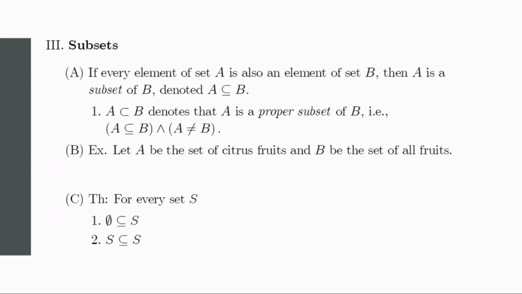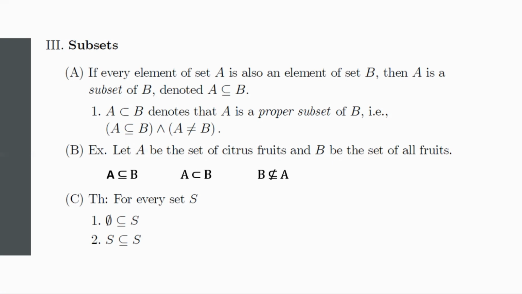That's not what people mean most of the time when they say subset, right? Just in conversation. What they typically try to mean, even though they don't say it, is a proper subset. That is, every element of A is also an element of B, and A is not equal to B. So if we let A be the set of citrus fruits and B be the set of all fruits, we can say all of the following.